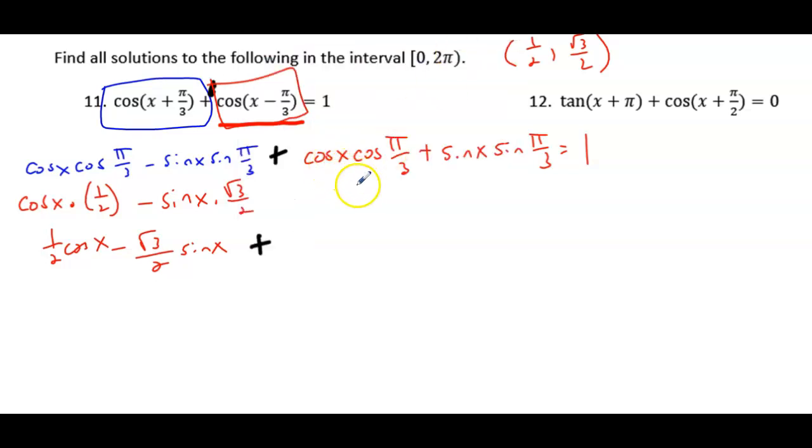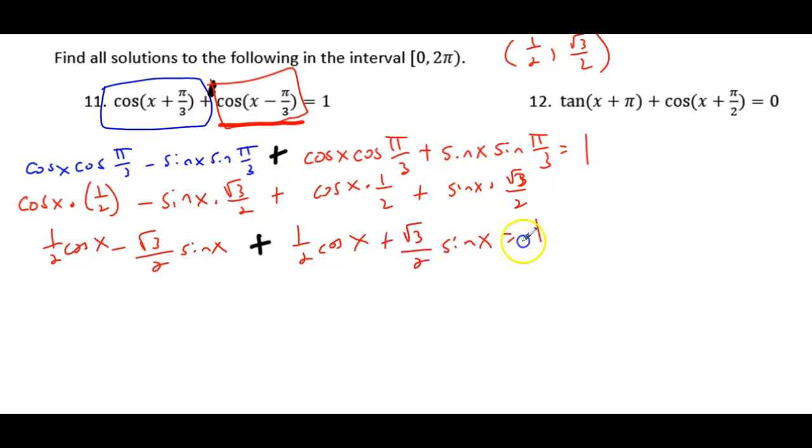All right, cosine of x times cosine of pi over 3, which is 1/2, gives me 1/2 cosine of x. And then sine of x times sine of pi over 3, radical 3 over 2, gives me radical 3 over 2 sine of x, which equals 1.